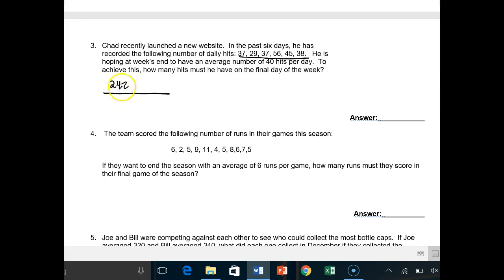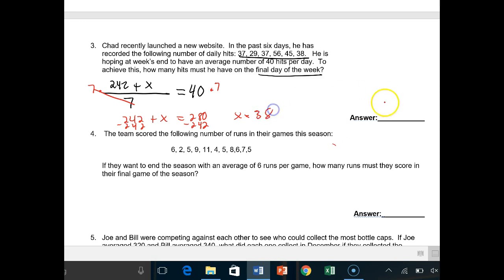And now he has been going for 6 days, but he wants one more day, so that means he'll be going for 7 days. And I need to know how many more hits he needs so that he gets an average of 40. All right, so this question mark you can almost turn into a variable, and now we have an equation that we need to solve for. So we do this by saying times 7 on both sides, and we get 242 plus x is equal to 280. We subtract 242 from both sides, and we'll get our answer of he needs 38 hits on the final day to have an average of 40 hits per week.